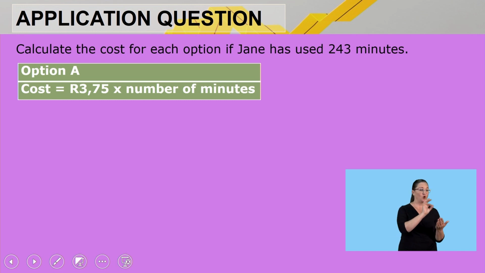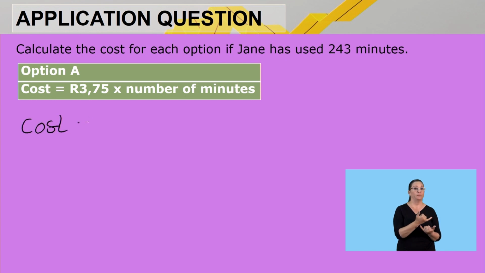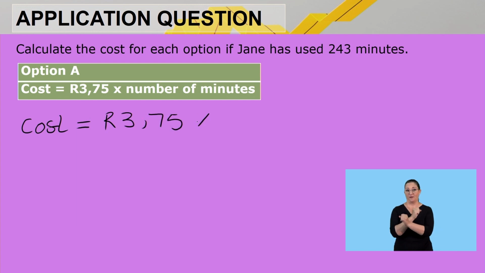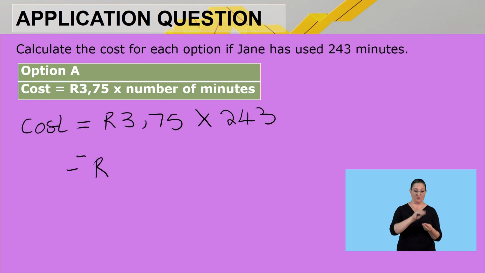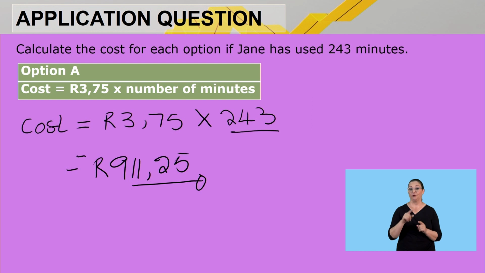Right, let us calculate for option number A. So option number A, this is our given formula. It says cost is R3.75 multiplied by the number of minutes used. So Jane has used 243 minutes. So now if you multiply these two, meaning Jane will be paying R911.25 for just using 243 minutes.